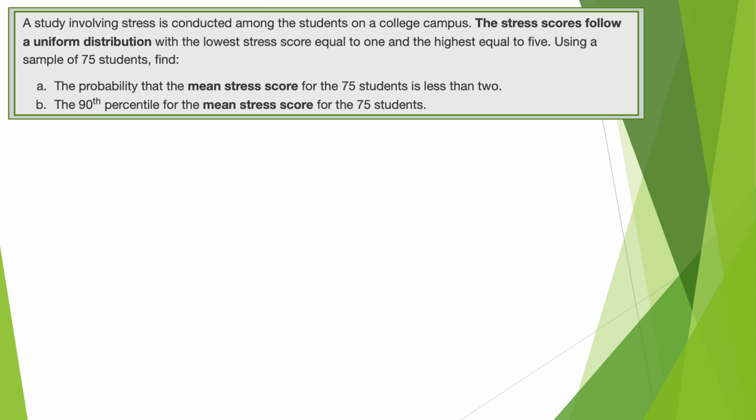A study involving stress is conducted among students on a college campus. The stress scores follow a uniform distribution. That's very important. That's why it's highlighted. That'll help us calculate the mean and the standard deviation, with the lowest stress score equal to 1, not 0, 1, and the highest equal to 5. Using a sample of 75 students, find A, the probability that the mean stress score for 75 students is less than 2, and B, the 90th percentile of the mean stress score for the 75 students.